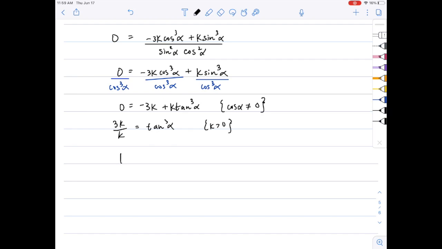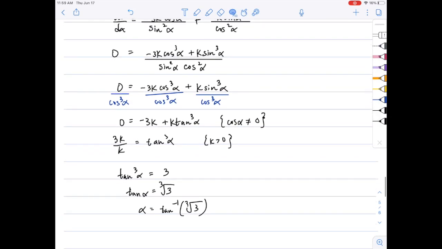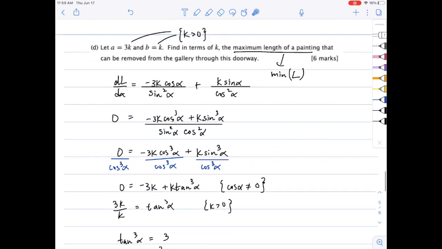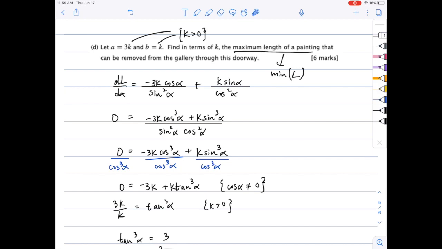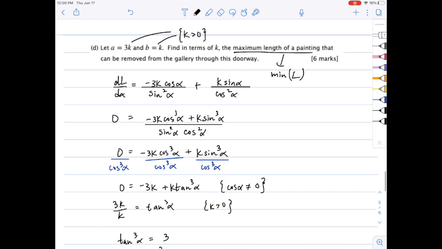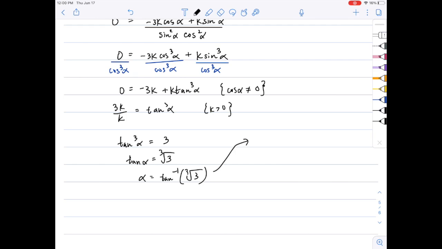Okay, and so tan cubed alpha is 3. If you cube root both sides, you get tan alpha is the cube root of 3, and alpha is going to be tan inverse of the cube root of 3. Okay, that's the exact solution. Because this is a paper 2 exam, honestly, at this stage, if you like, you could just use a GDC to solve or graph and try and solve that way, and that would be fine. The question doesn't say it needs an exact value, at least I don't think. Yeah, it doesn't say anything about an exact value, so I think it's fine. This here represents when the minimum happens.